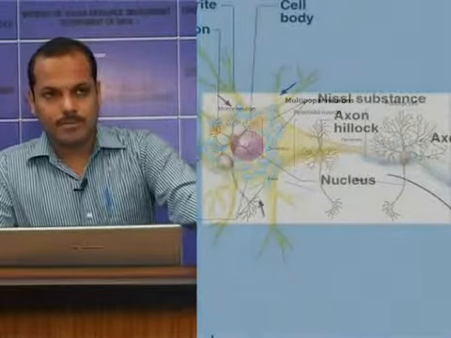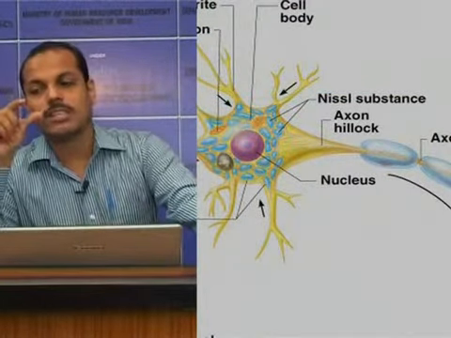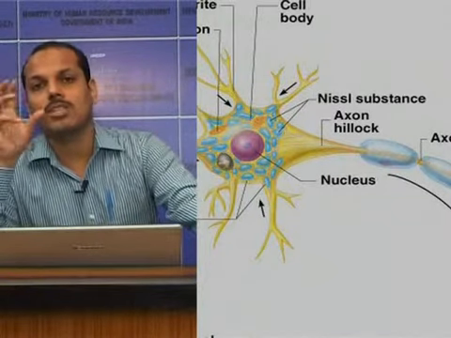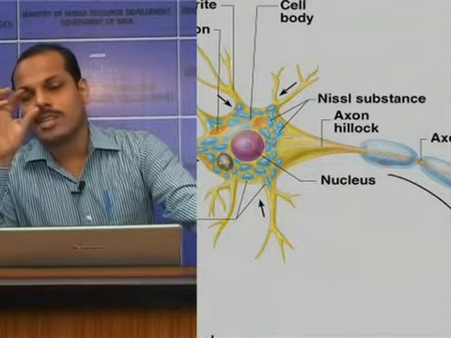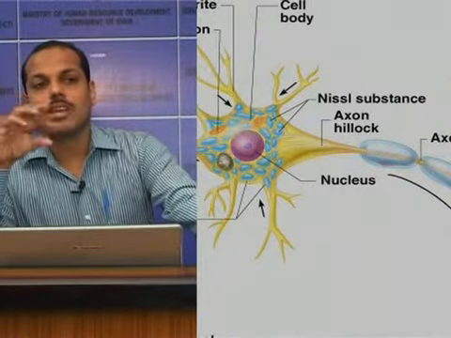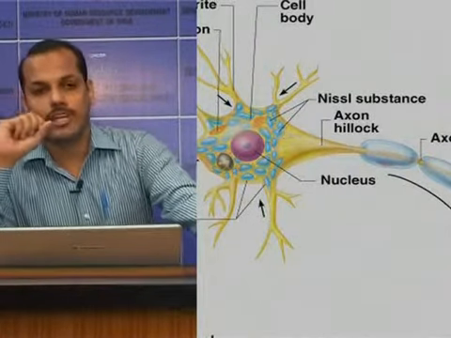Nerve fiber, that is, the axon, arises from the axon hillock. The axon hillock is the junction between the soma and the axon. Now, in the central core of the axon there is axoplasm, which is semi-fluid in nature.